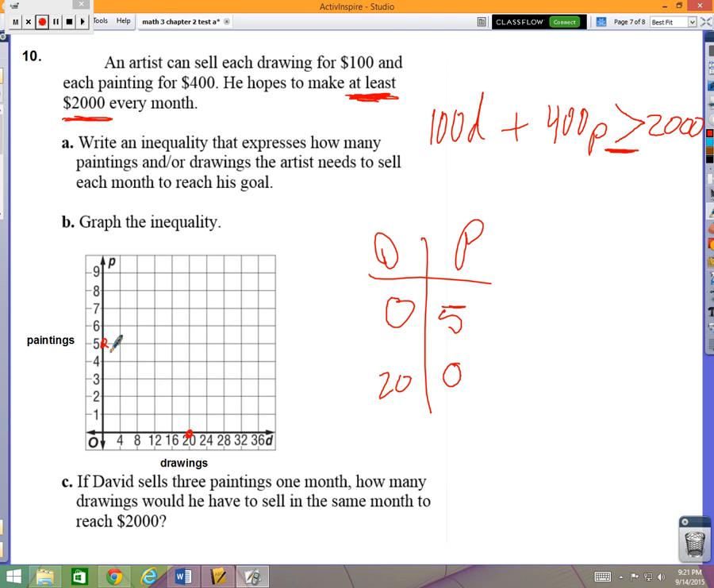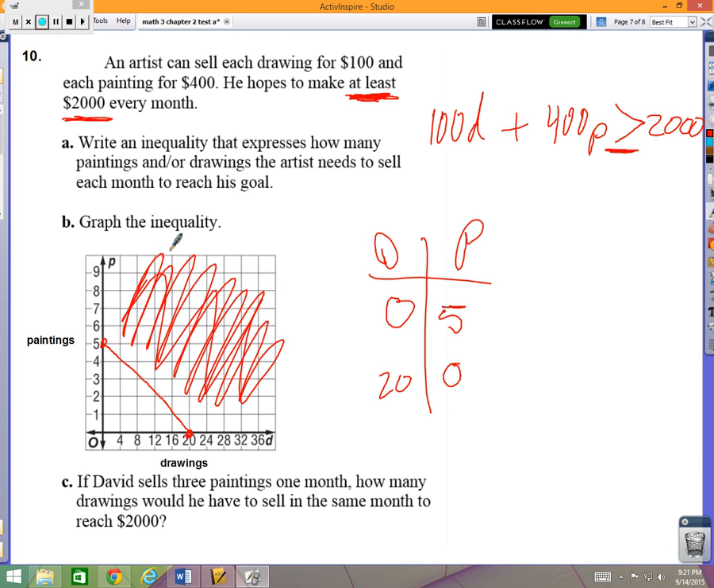Okay, you're going to connect these with the solid line, because here is your line right there. Anywhere on this line is going to be exactly $2,000. But he hopes to make more than $2,000, so you shade everything above it.